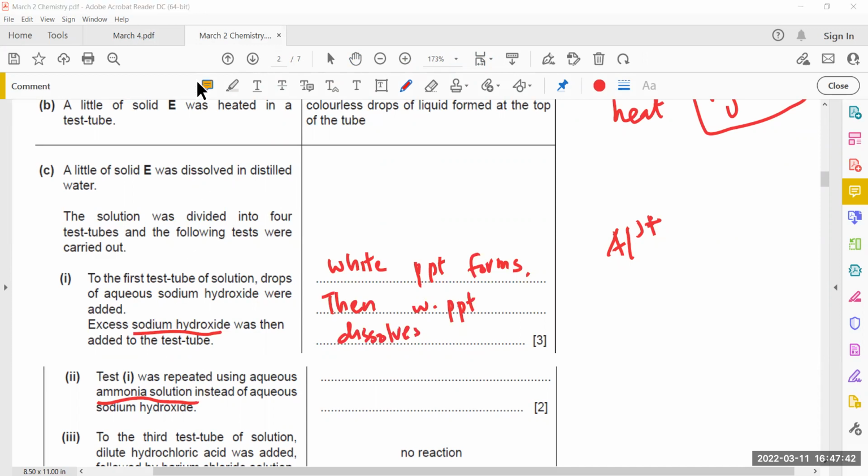Teacher Christina, can I replace forms with appeared? Can. Forms or appears, doesn't matter. The keyword is white precipitate.